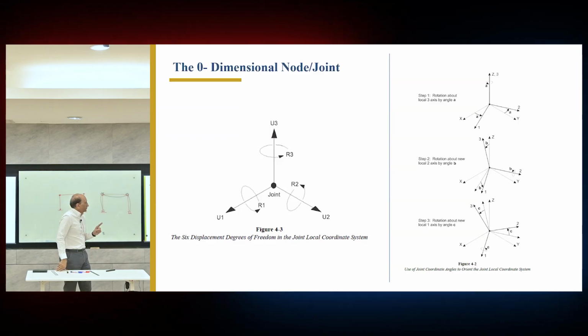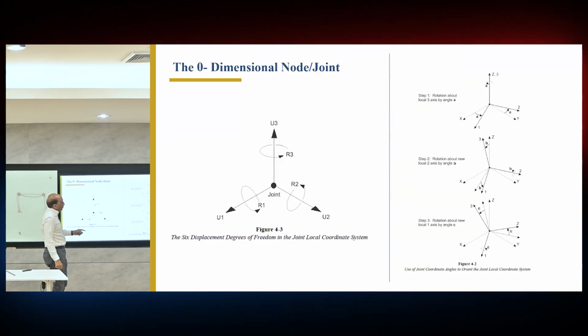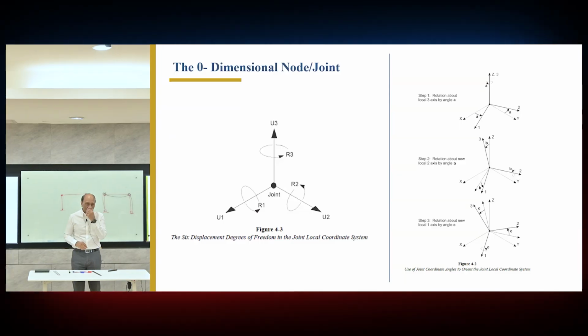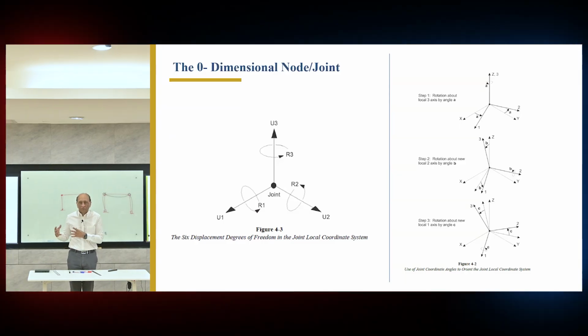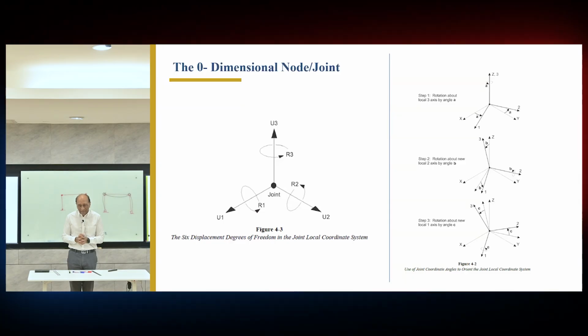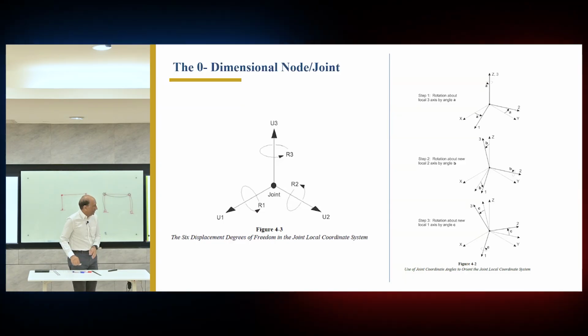But more importantly, the joint has its own coordinate system, which is different from the global. So joint has a local coordinate system also. And you will wonder why that is the case.